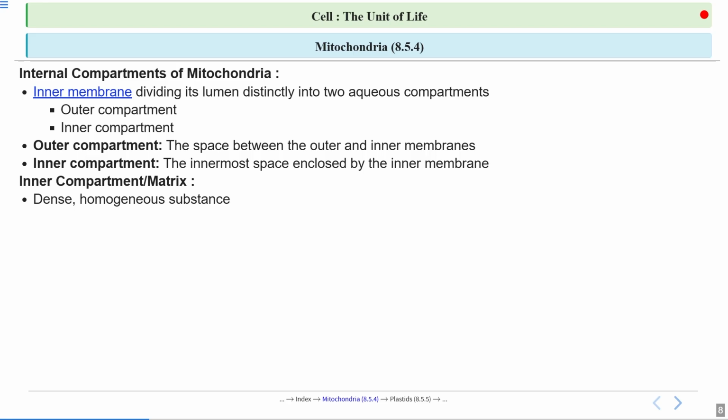This matrix is a dense homogeneous substance. It contains multiple components, such as a circular DNA molecule. See, mitochondria has its own DNA, and that too a circular DNA molecule, not a linear DNA molecule. In eukaryotes, a linear DNA molecule is present. Here a circular DNA molecule is present. So this is a characteristic feature of which organism? Circular DNA molecule.